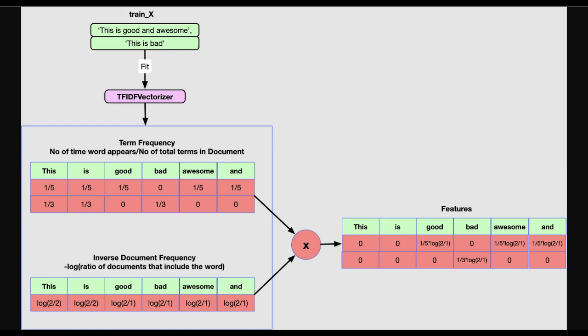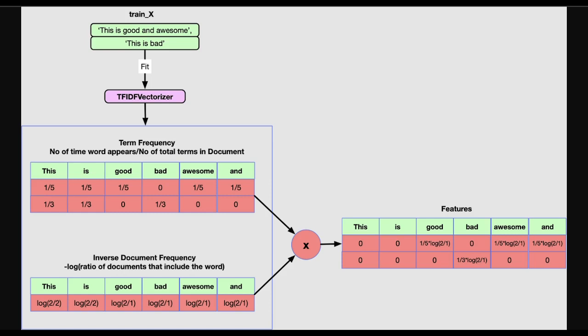The first set is of term frequency and the second set is of inverse document frequency. The term frequency basically means the number of times your word appears in your document divided by the total number of terms in that document. When you check this first set, you can see the document is divided into words: this, is, good, bad, awesome, and. So it consists of words from all documents that are provided in the training set. Now you can see that this word appeared only once in the first document, and the first document consists of a total of 5 words. So the frequency of this is 1 divided by 5.